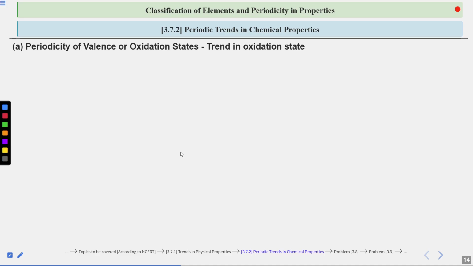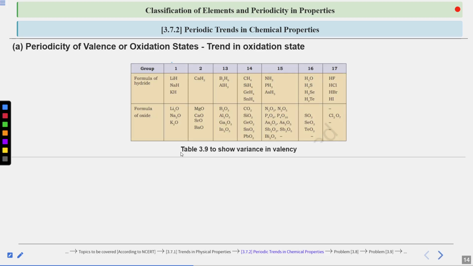Now we'll try to understand the periodicity trend, or I would say the trend in the oxidation state, with the help of a table. I have put up a table in front of you. Here, your compounds are given with respect to hydrogen. Here you can easily compare the valencies. For the first group, we have lithium, sodium and potassium, right? And their hydrides: LiH, NaH and KH. What will be the oxidation state of lithium, sodium and potassium, given that they are less electronegative than hydrogen?